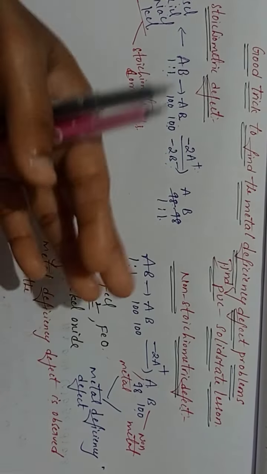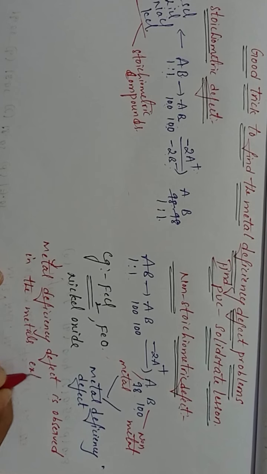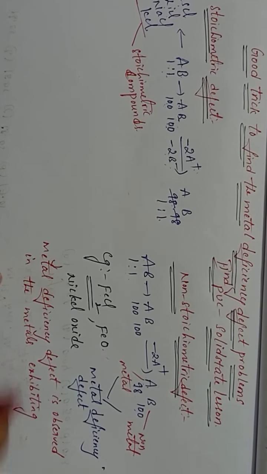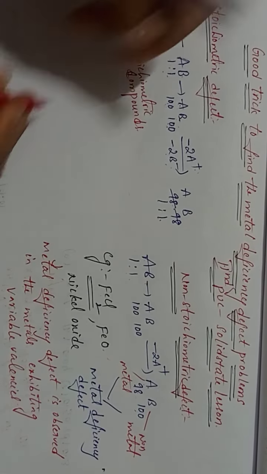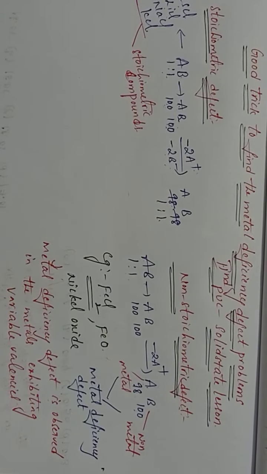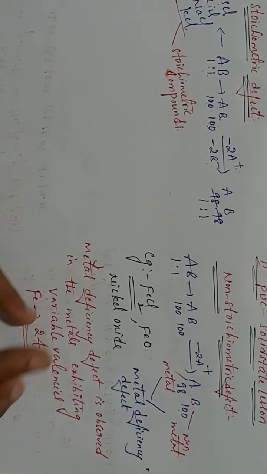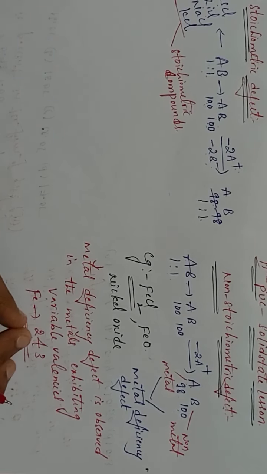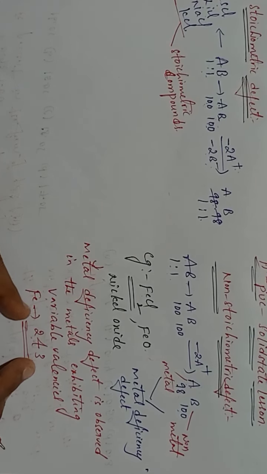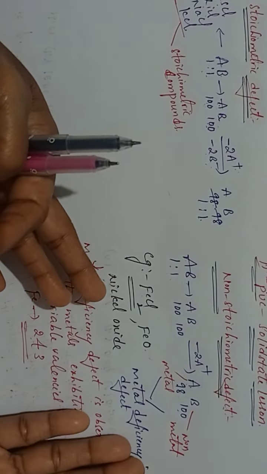So metal deficiency defect is observed, students, in metals which are exhibiting variable valencies. Are you following? We know that if I take iron, students, iron is showing the variable valencies 2 and 3. Correct or not? So metal deficiency defect is observed in metals exhibiting variable valencies. Iron is exhibiting variable valencies 2 and 3. Clear this one? So in these cases we can observe the non-stoichiometric defect or metal deficiency defect, students.